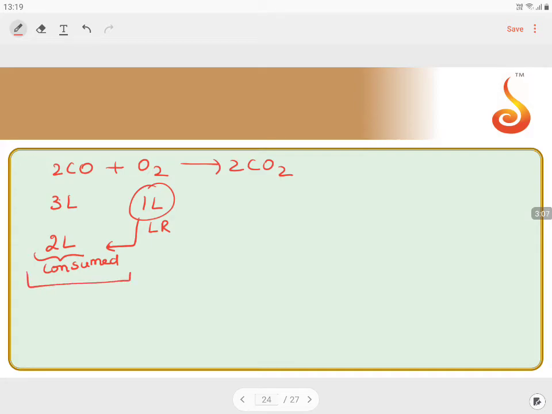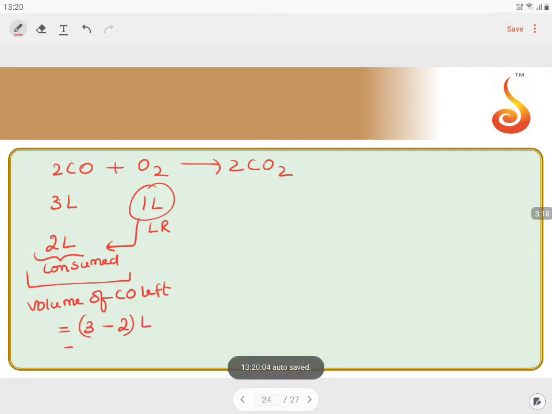So when you say this, the volume of CO left will be equal to 3 minus 2 liters, that is 1 liter. 1 liter of carbon monoxide will be left. Remember, this is the originally given data, and this is required for the reaction. So left is 3 minus 2, 1. First part is done. Second, volume of carbon dioxide formed.